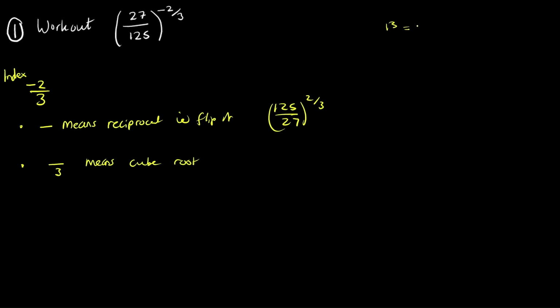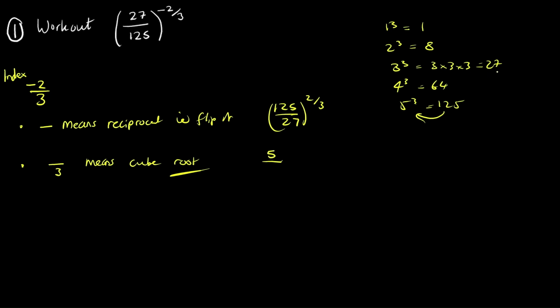So what numbers cubed give us those? If I had 1 cubed, that's 1 times 1 times 1, that's 1. 2 cubed is 8. 3 cubed, 3 times 3 times 3, is 27. 4 cubed is 64. 5 cubed is 125. So we're going to end up with cube rooting both of the numbers. Cube root is going that way. The cube root of 125 is 5. The cube root of 27 was 3. So that means I've now got this.